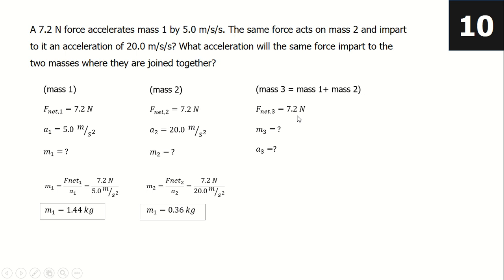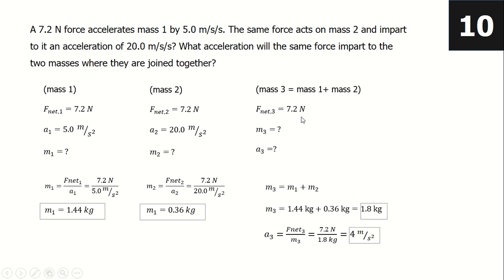So again, if we sum mass 1 and mass 2 and apply the same force, 7.2 Newton, what would be the acceleration? So 1.44 kilogram plus 0.36 kilogram is 1.8 kilogram. 7.2 divided by 1.8 is 4 meter per second squared. So finally, you were able to arrive with your final answer, which is the acceleration of the combined masses, or mass 3, as we note here.